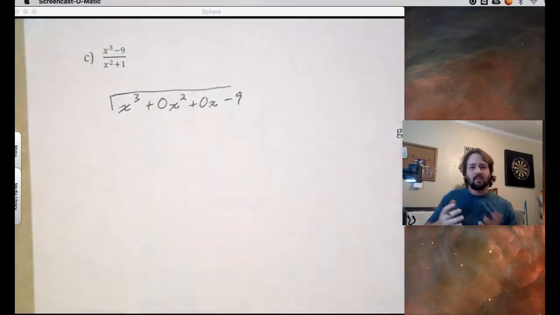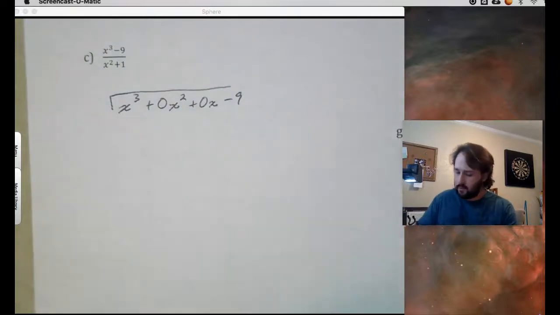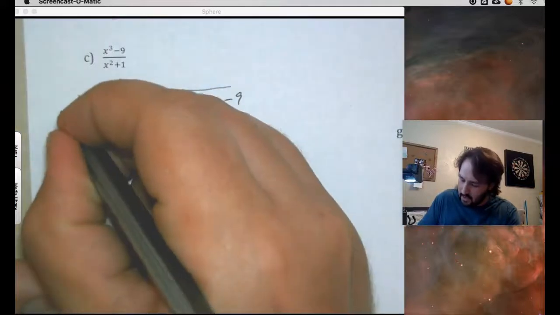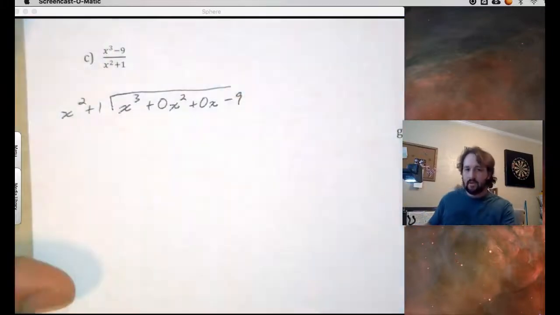Right, so that just helps me line them up. You'll see how it works as I go through. On the outside, though, it doesn't really matter. It just matters what I'm dividing. So I'll still just write x squared plus 1 on the outside.